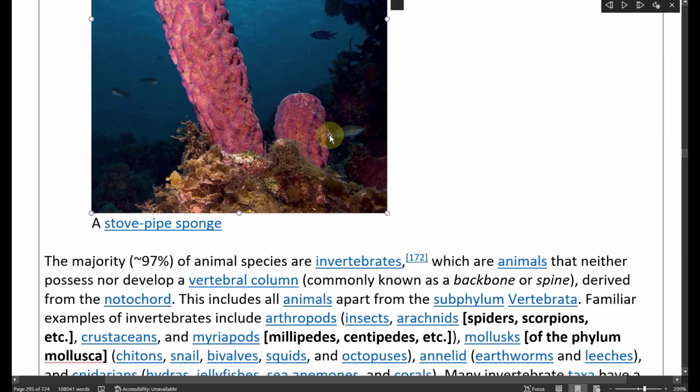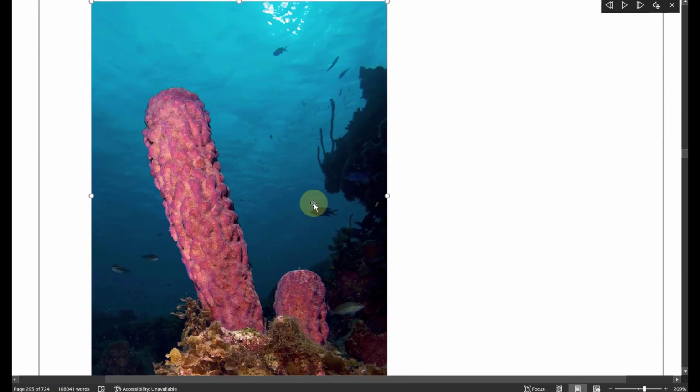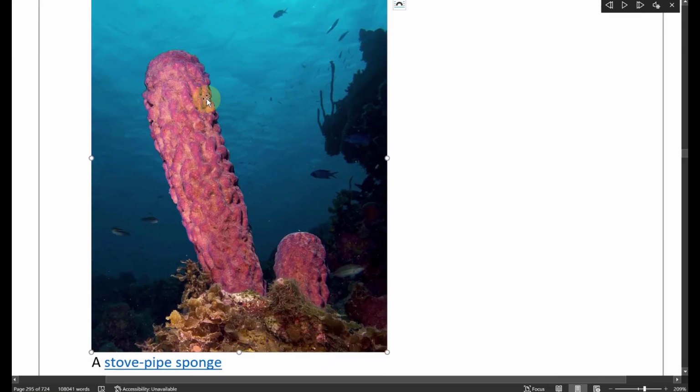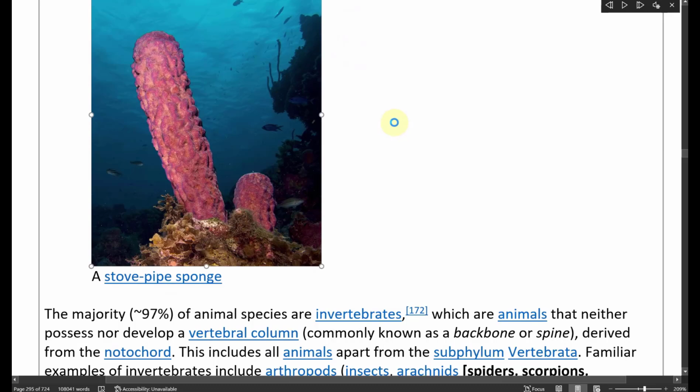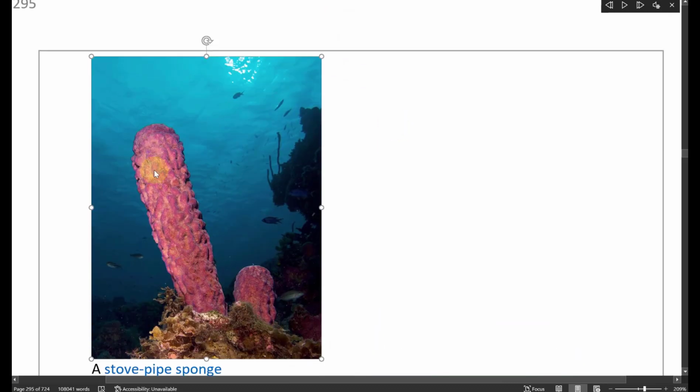So let's continue further. Here is a stovepipe sponge. What kind of name is that? But yeah, it's very interesting. Look at this sponge there. That is quite the setup.